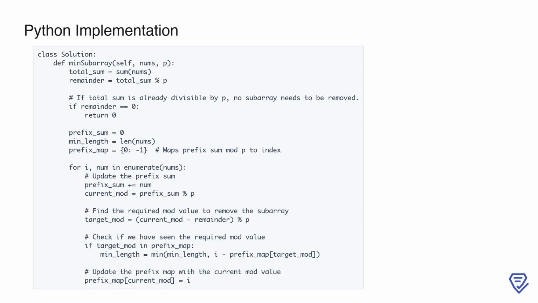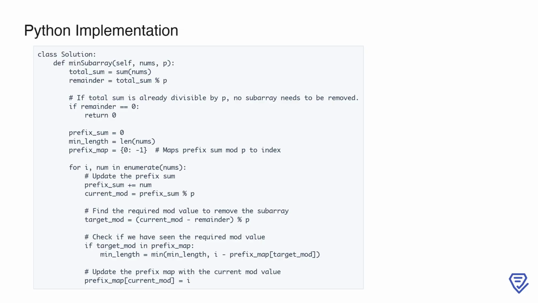Here, we start by defining the min-subarray function inside our solution class. The function takes two inputs, nums, which is the array of integers, and p, the divisor. First, we calculate the total sum of the array and find the remainder when this sum is divided by p. If the remainder is 0, it means the entire array is already divisible by p, so there's no need to remove any subarray, and we return 0.